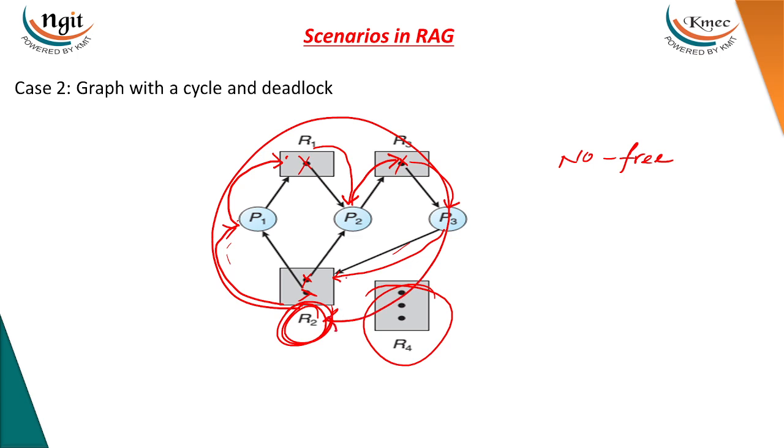And there are no free instances. Every process is holding one resource and waiting for one resource. Definitely there is a deadlock.